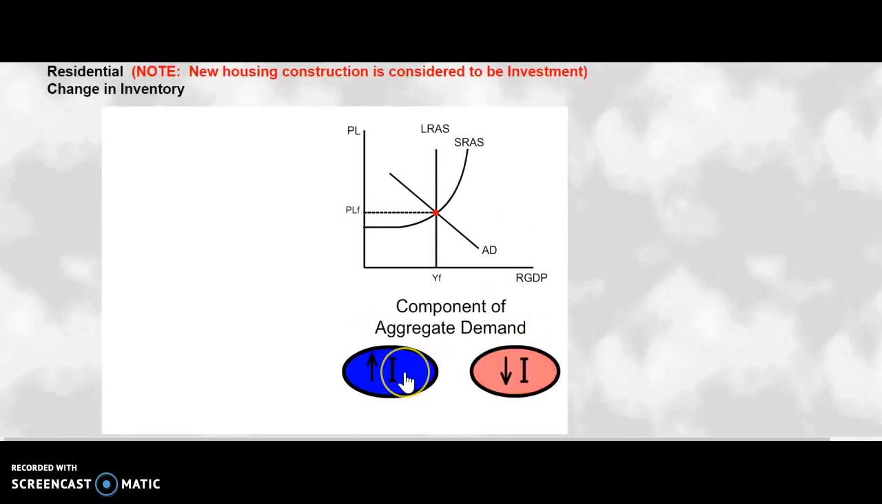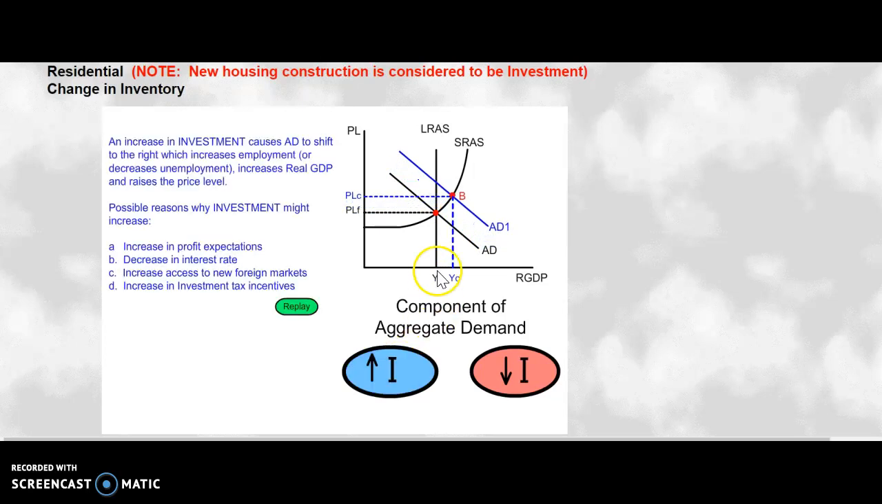Okay, investment. Again, I'm going to try and go through this relatively quickly. What could increase investment? This is business spending, right? Okay, interest rates, again, is going to be the big one. A decrease in interest rate, just like consumption, is going to encourage businesses to spend and invest.